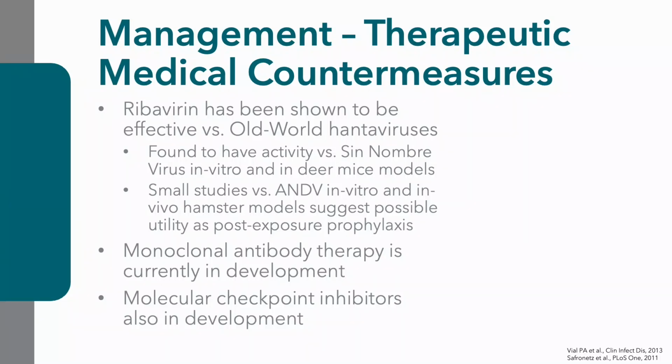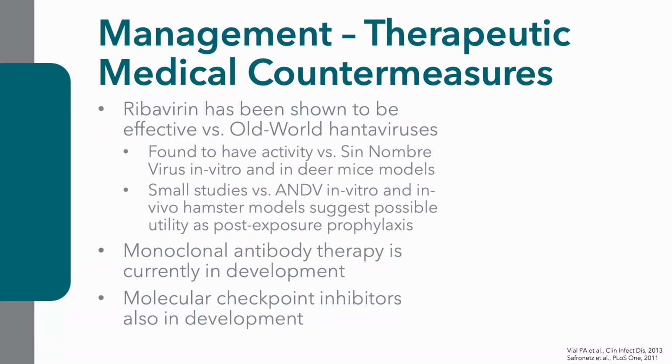In terms of therapeutic medical countermeasures for HPS or hantaviruses, our targeted therapies are unfortunately quite limited. Ribavirin, which has been tried against a number of diseases for long periods of time, has been shown to be effective against hemorrhagic fever with renal syndrome that occurs in Old World hantaviruses, though these studies that were done were largely small and underpowered studies. Ribavirin has been shown to have activity against Sin Nombre virus in in vitro models as well as in deer mice models, but has not been tested in humans before.